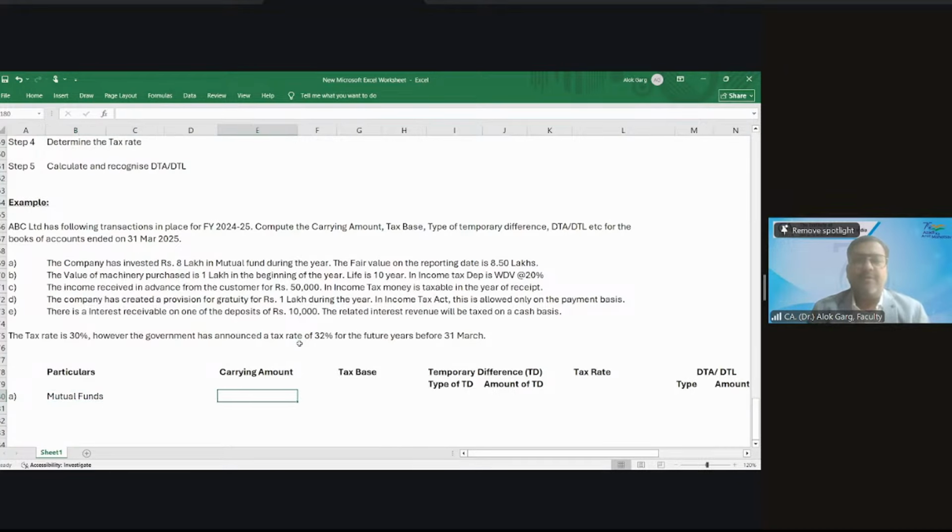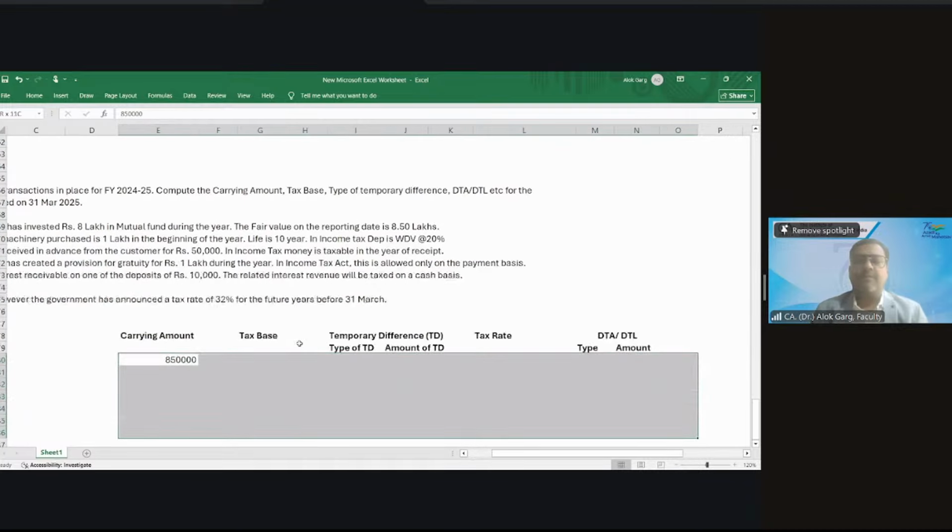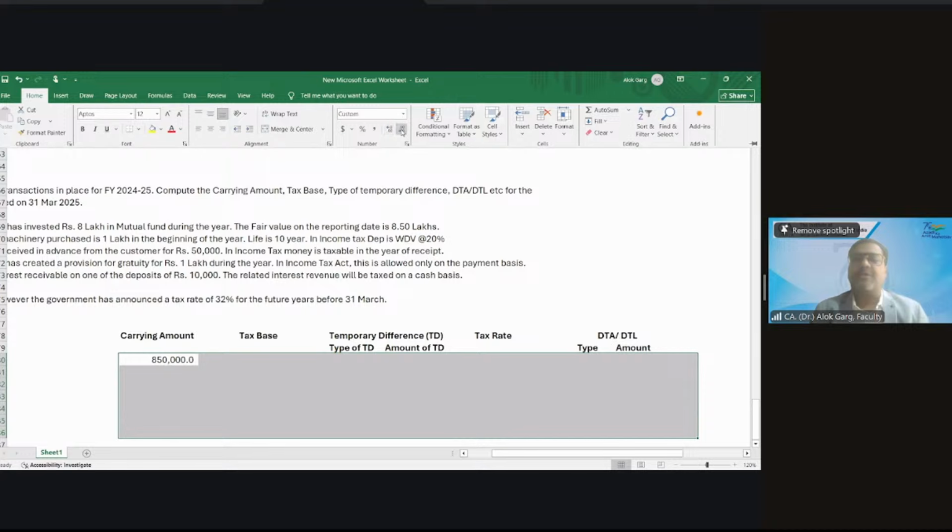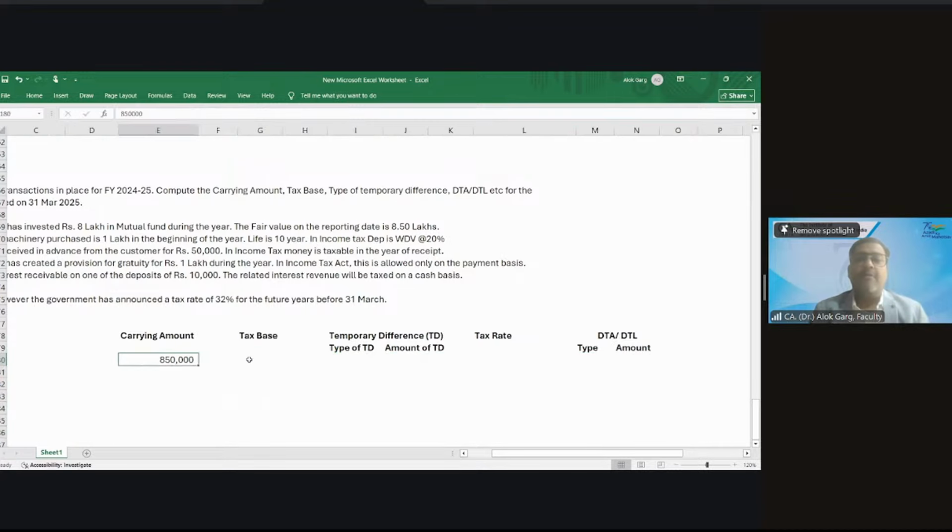In mutual funds, in your accounting books in Ind AS, as per Ind AS 109, the fair value of this mutual fund is 8.5 lakh. So is the carrying amount 8 lakh or 8.5 lakh? 8.5 lakhs, sir, in accounting. The carrying amount is 8,50,000, because in Ind AS these financial assets have to be measured at fair value. What about the tax base?